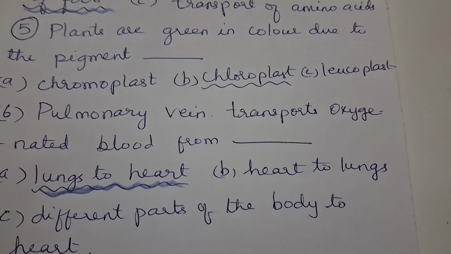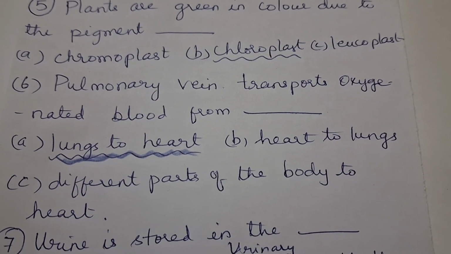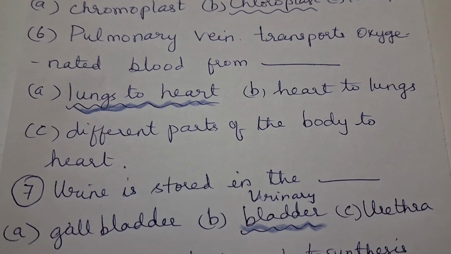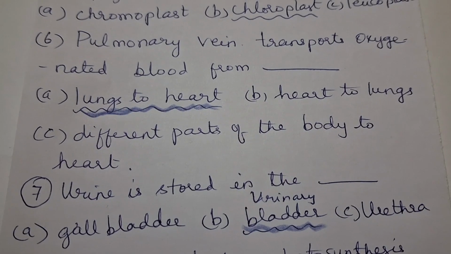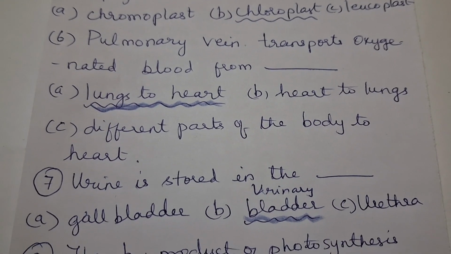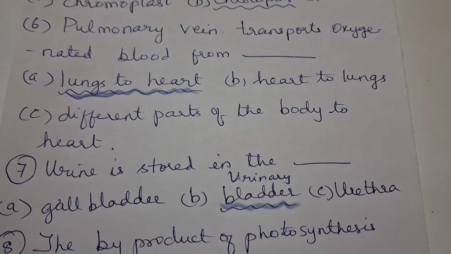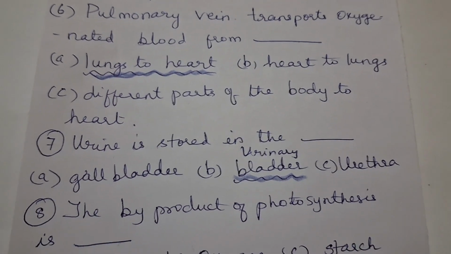Pulmonary vein transports oxygenated blood from dash. Lungs to heart, heart to lungs, different parts of the body to heart. So it is from lungs to heart. Urine is stored in the dash. Gallbladder, urinary bladder, urethra. So it is urinary bladder.